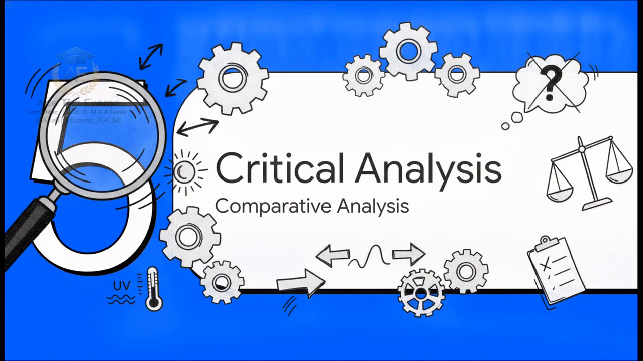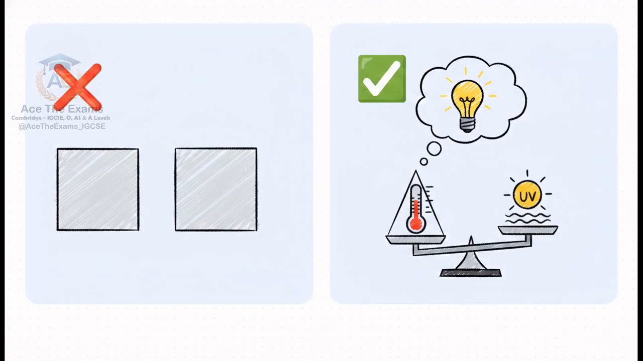Section 5, Critical and Comparative Analysis. Let's explore the exact difference between an average candidate's response and a top-tier evaluative answer. We're going to do a quick Find the Flaw challenge. Consider this flawed sample paragraph comparing UV sensors to temperature sensors in a weather station. The temperature sensor is better because people want to know how hot it is.